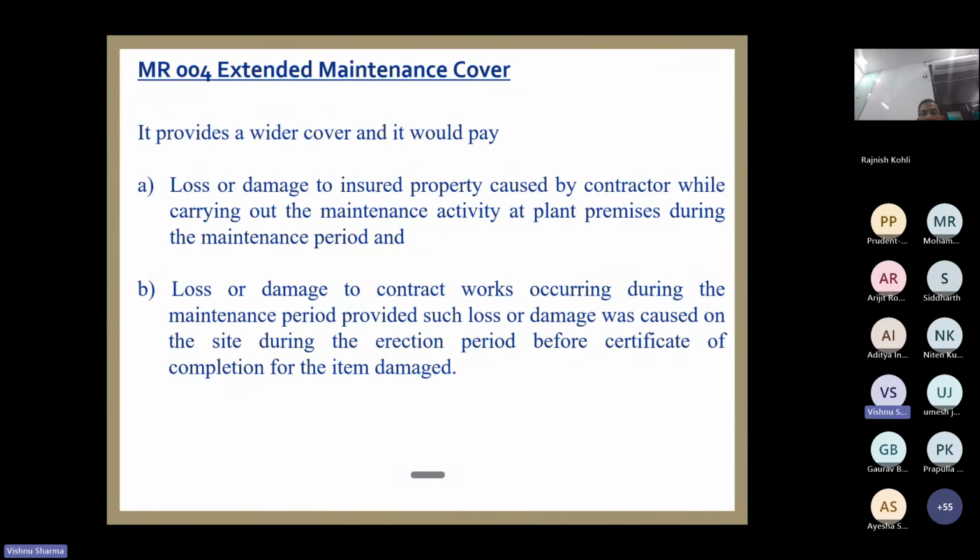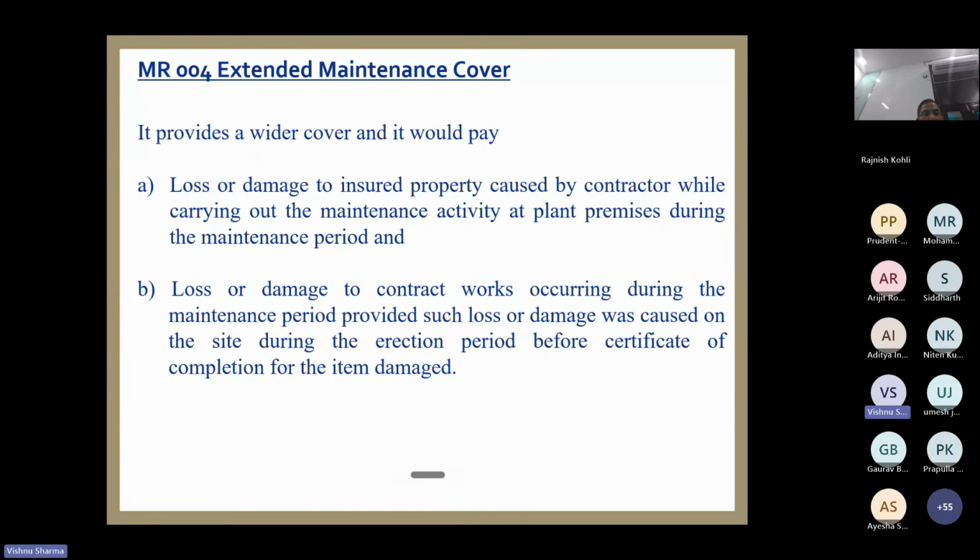Now it is a defect. Nothing is correlated with the maintenance activity. This crack is developed not at the time of carrying out the maintenance, just during the maintenance period. The machine is running, and during the maintenance period a crack is developed.